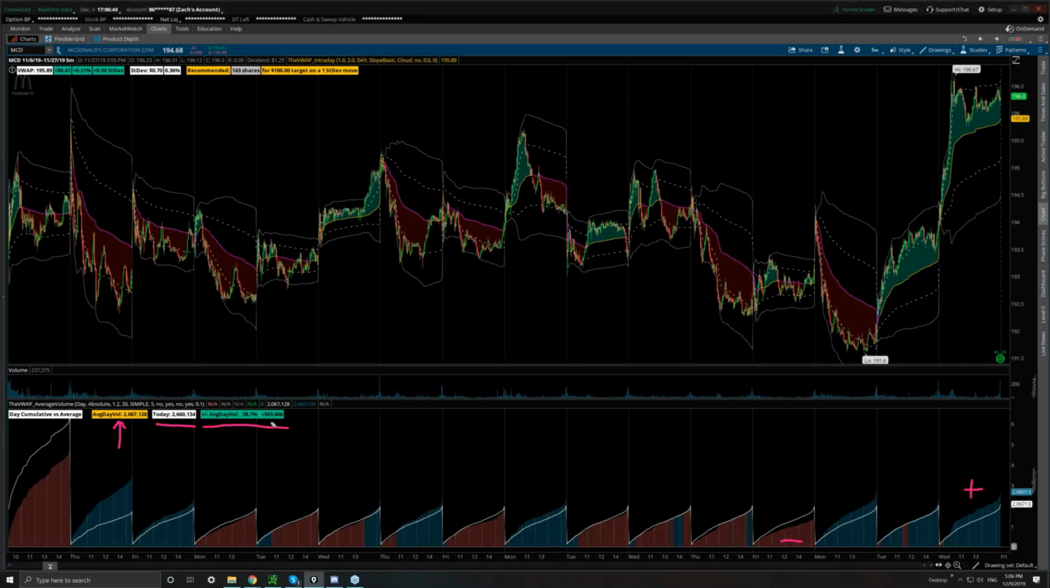Even if that average is skewed, we kind of assume that it's skewed on the average side as well as skewed on the intraday detection side as well. The idea here, again, is that we're trying to figure out, is this a big volume day or not?